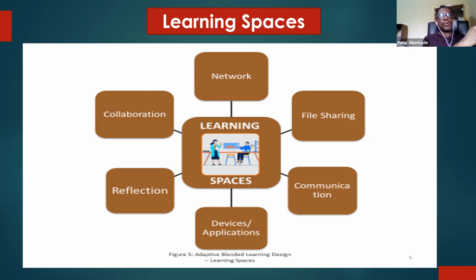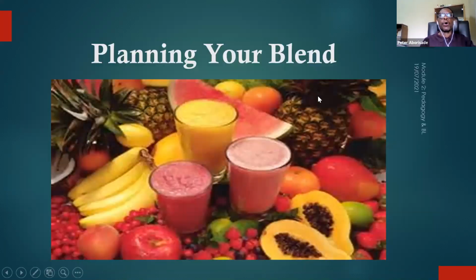What did I do that I missed this particular one? How could I have done it better? How did I get over this problem? Let them, encourage them to reflect, and that will help them as they go along. So planning your blend now. Again, depends on what you want to achieve, but the issue is choose the right ingredients from here. Blend them together and you get good results.